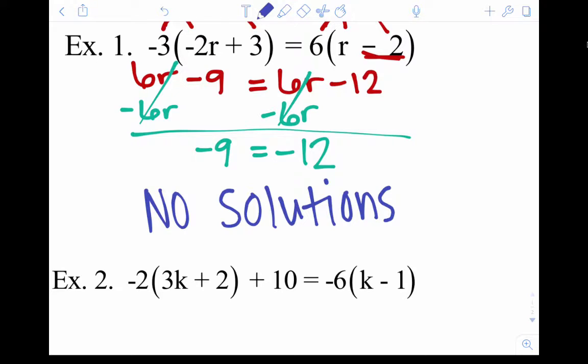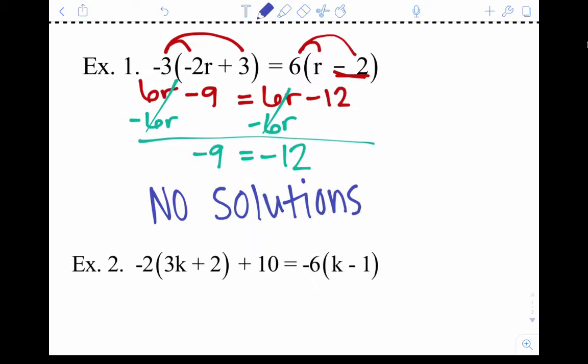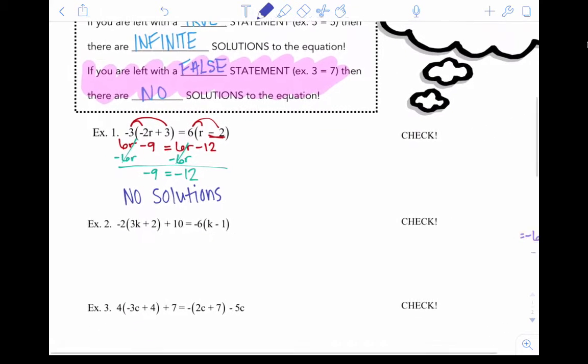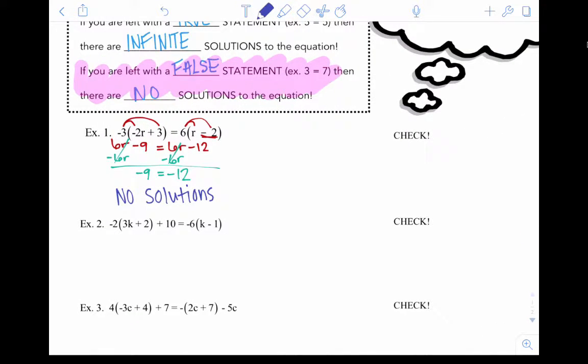So once again, that means that there's not a single number that I can plug into my r's to make this equation true. So the next part of solving equations is always to check them. But how do we check something if there's no solutions? You can't. The only option is to plug in numbers, but you're never going to have the same thing on both sides of the equal sign.